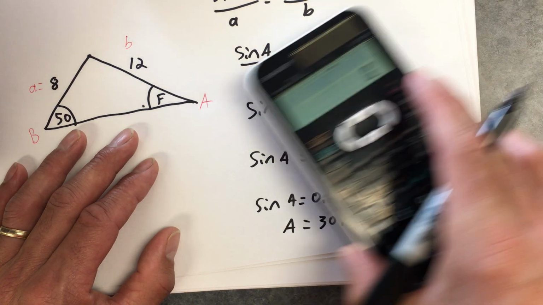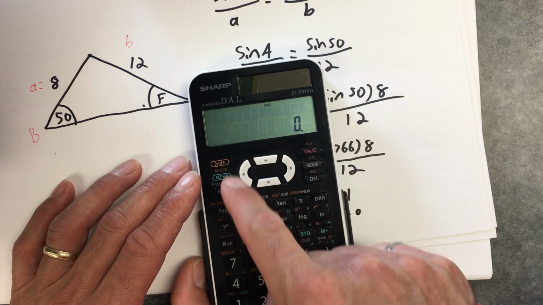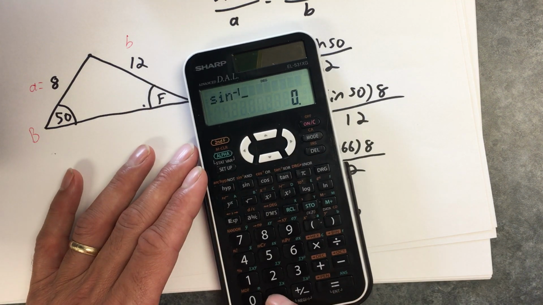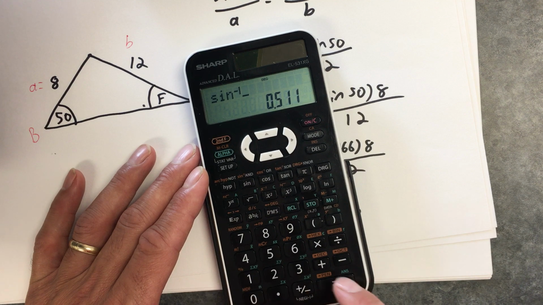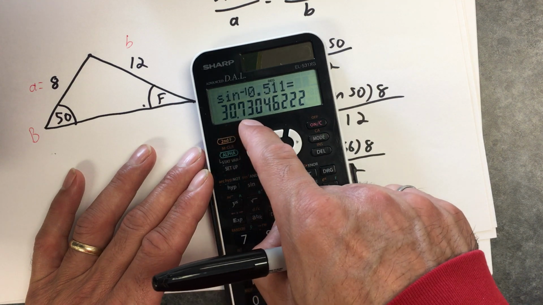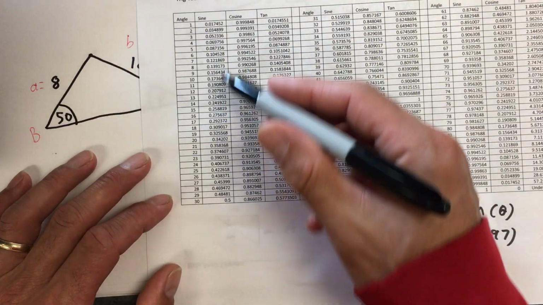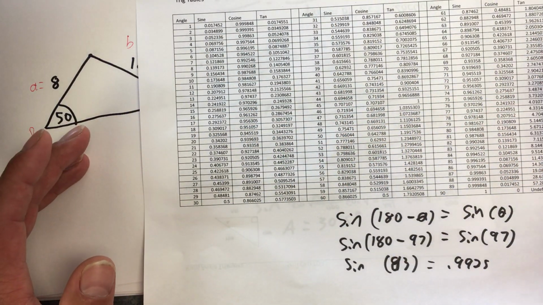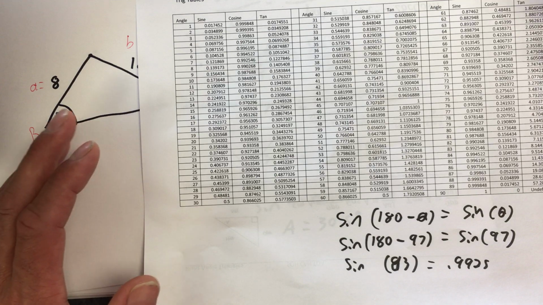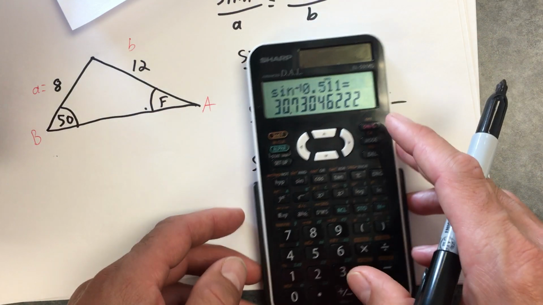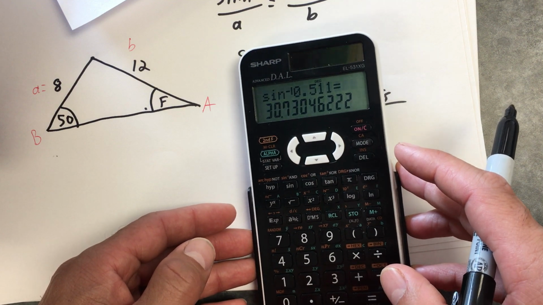Now we can get better accuracy using a calculator. The inverse sine of 0.511 is equal to 30.7 degrees. The best you're going to get with a table of values is you're going to be sure you're accurate to within a degree, and when you guess, you're probably accurate to within half a degree, which is generally good enough. But you can get a perfect answer using a calculator. That's 30.7.